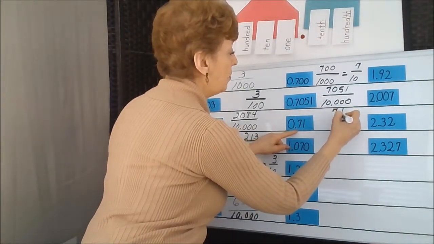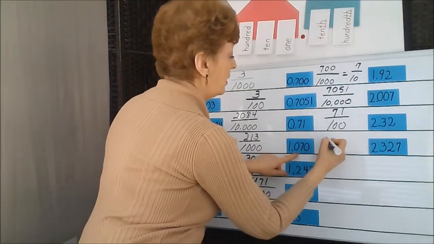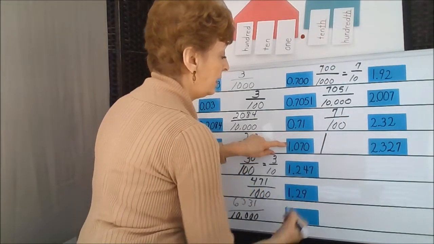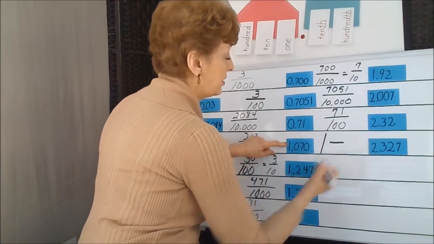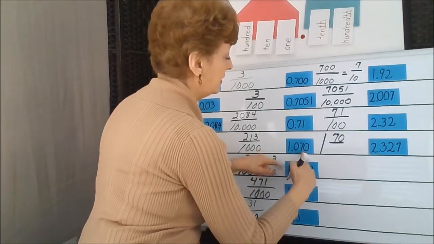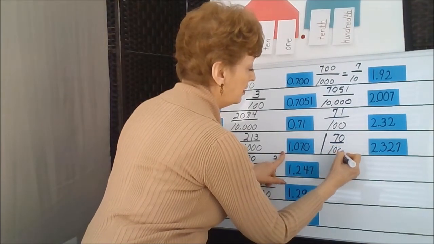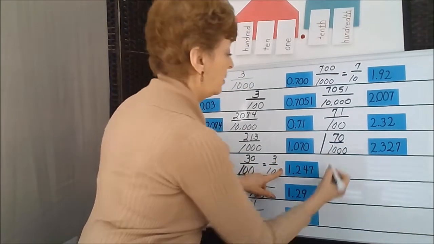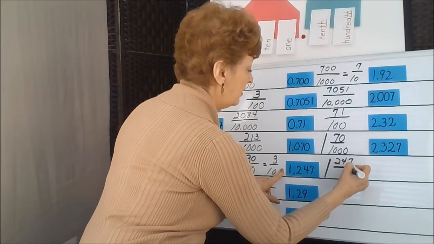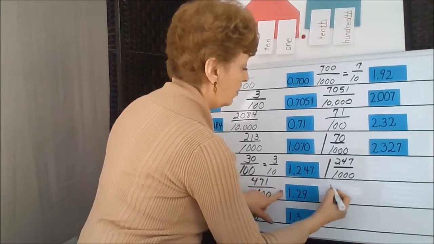Here we have 71 hundredths. Now we have a whole number with it, so that comes to the left-hand side of the decimal point. That one is a tall number, and now we're going to have the fractional part. It would be 70. The 0 is in the thousandths position. One, and our fraction is 247 thousandths. Our 1 is a whole number.